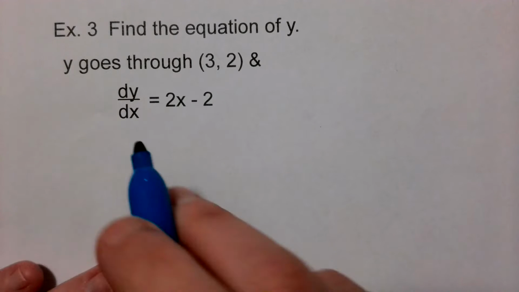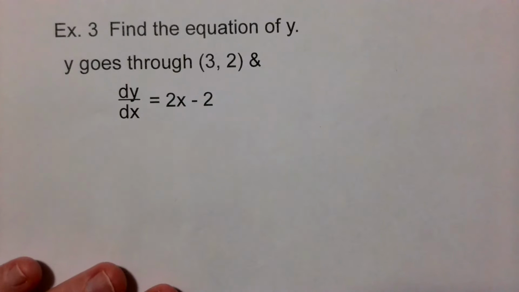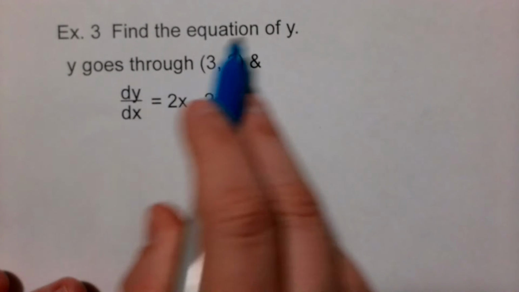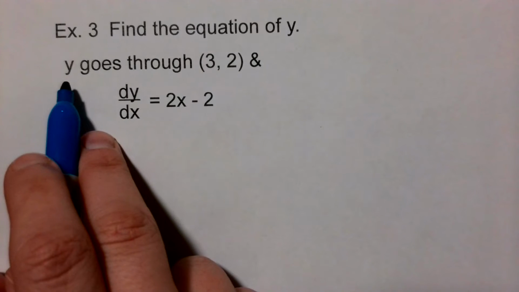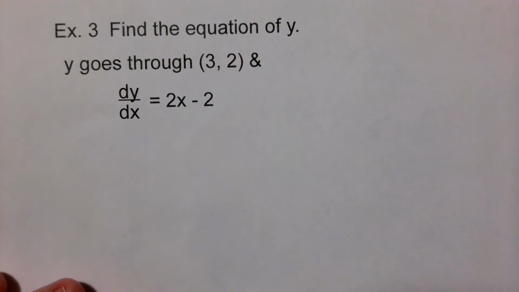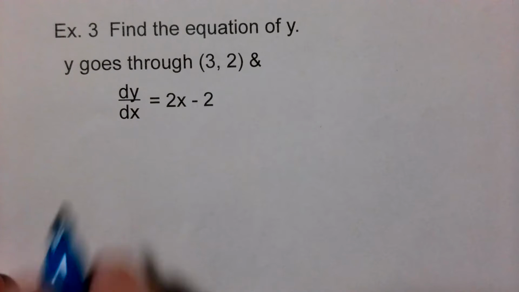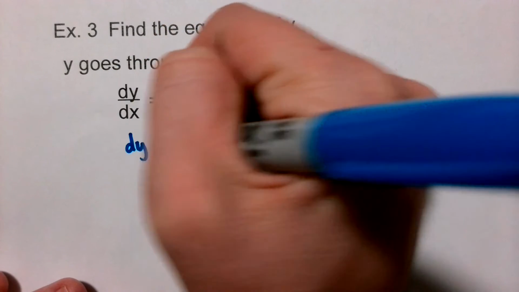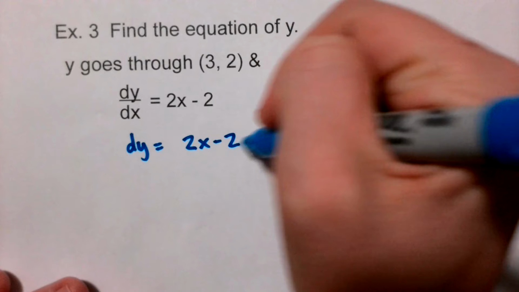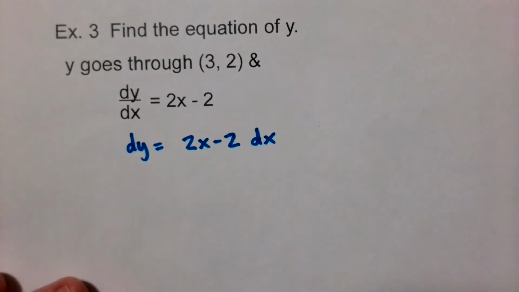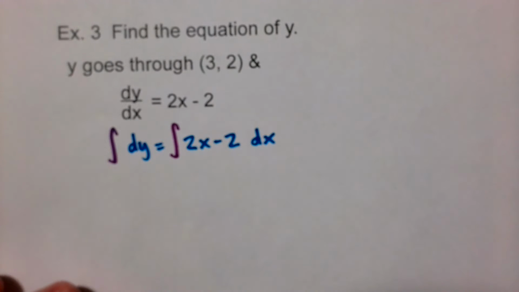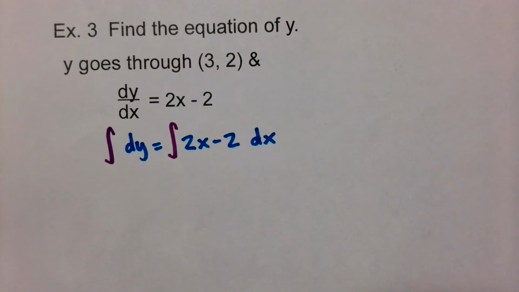So in this case, we've got the derivative dy dx equals 2x minus 2. And then we also know that our original equation, which is what we're looking for, y, goes through the point 3, 2. So that's going to be important when it comes to solving for c. So first we're starting with moving around our variables, multiplying that dx to the other side so that we can integrate both sides. And whenever we're choosing to integrate both sides, it's opposite operations.